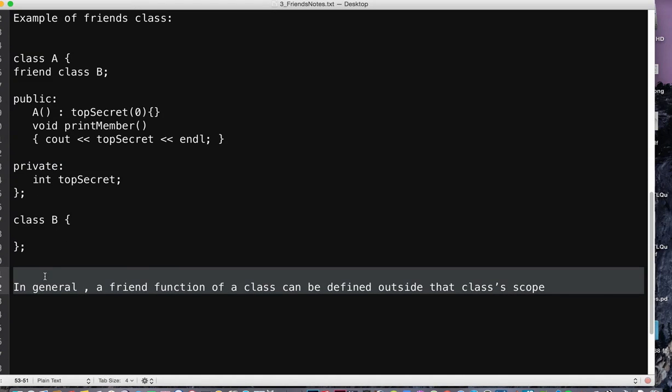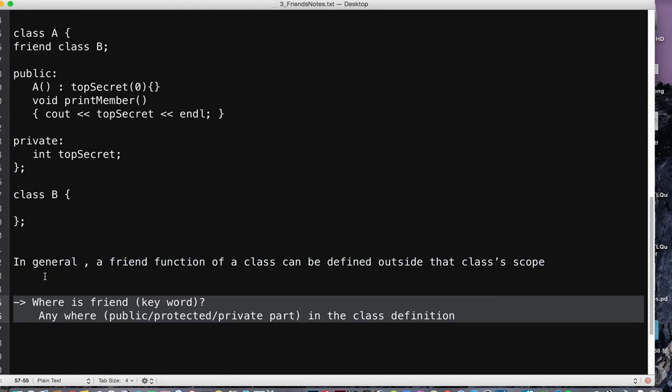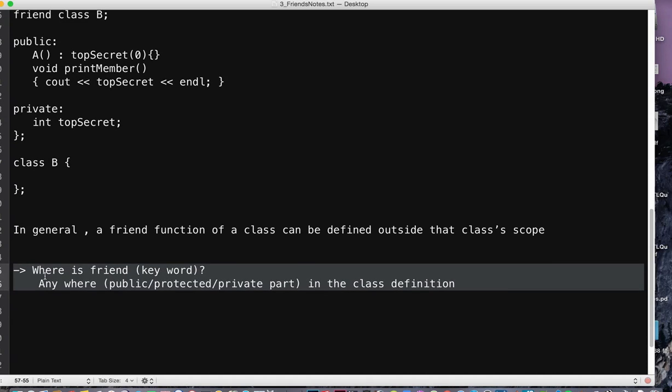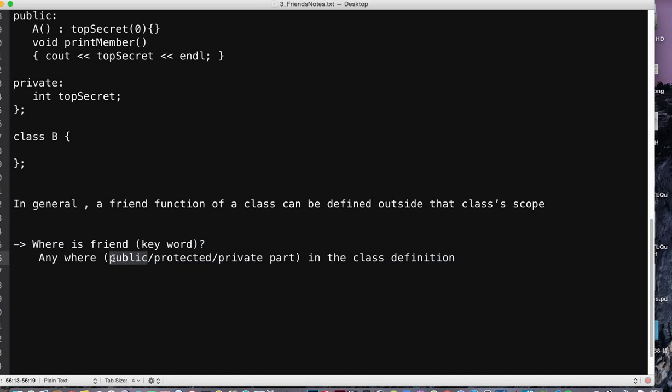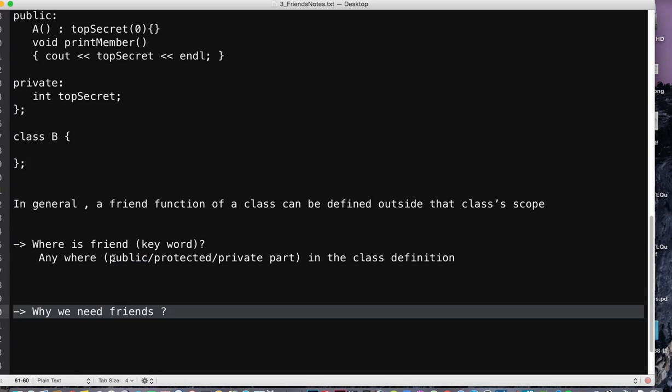In general, a friend function of a class is defined outside of the class scope. So you may wonder where the keyword friend should be in the class definition. It can be anywhere, in the public or in the protected or private part of the class definition.